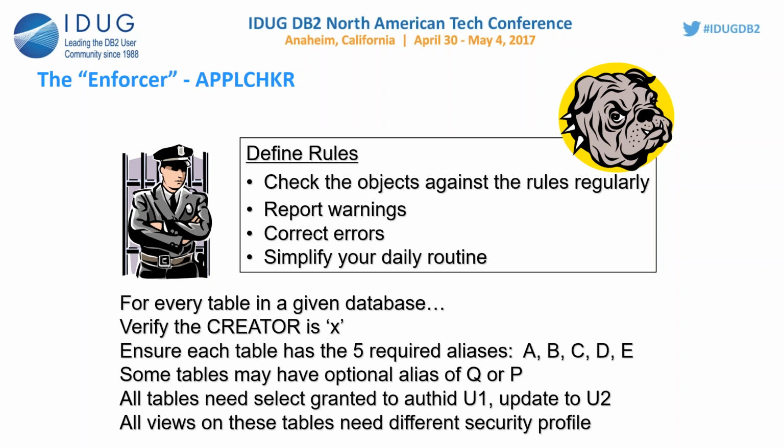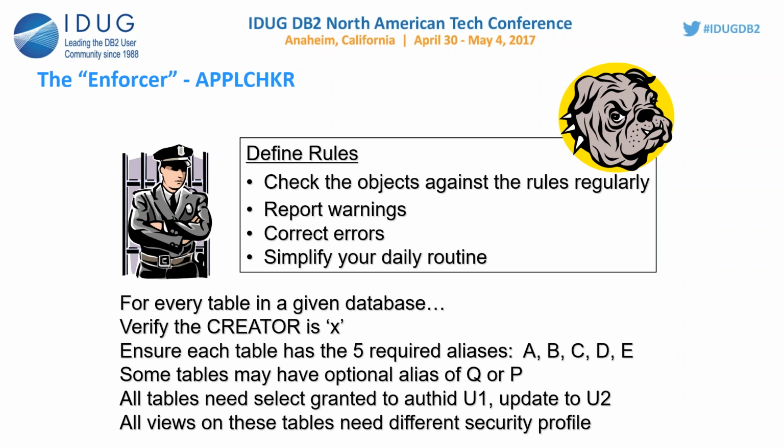It was supposed to have 5 aliases. Some of them had an optional alias, right? All of the tables needed to have select authority granted to user 1 and update to user 2. And the views had to have a different security profile. So what Apple Checker did was go out and look at hundreds of tables in a database and just make sure that they all followed my rules and then report on the outliers.